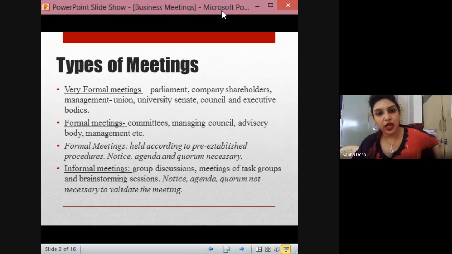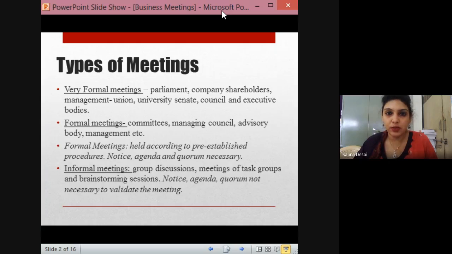Now we will see the types of meetings. There can be very formal meetings. The examples of very formal meetings are parliamentary meetings, for example the parliament, company shareholders, management union, university senate meeting, council and executive bodies. These are very, very formal meetings.